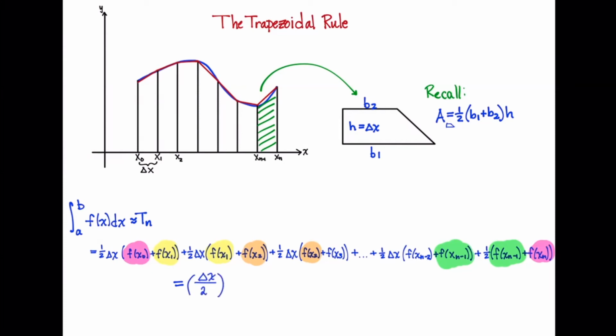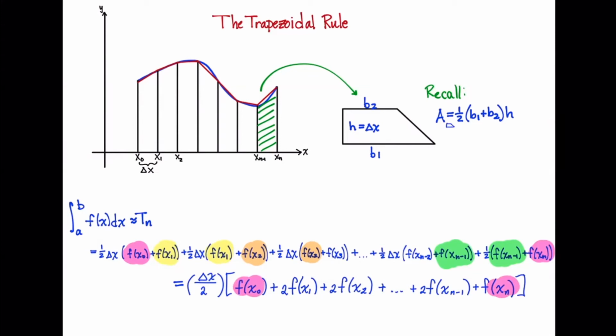pulling that 1/2 out. And then that is times, we only have the f of x sub naught, the left endpoint, in there one time, plus 2 times f of x sub 1, plus 2 times f of x sub 2, plus dot, dot, dot, plus 2 times f of x sub n minus 1, next to our last subinterval, plus, and then just an f of x sub n, my apologies, as your last height for your subinterval. Okay, so that's your formula for your trapezoid rule.